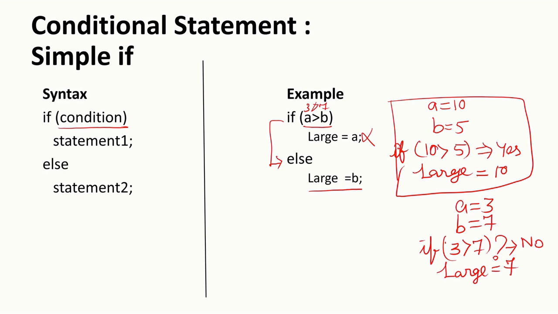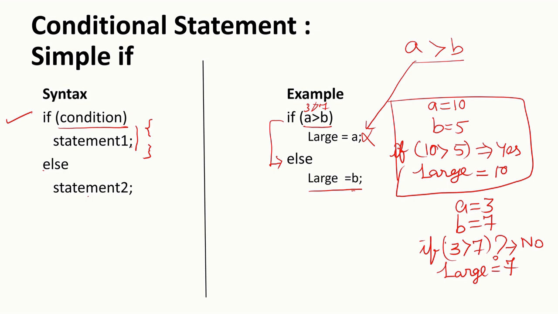So depending upon the values of A and B, if A is greater than B, then statement 1 will be executed. If A is less than B, then the second statement will be executed. That is the syntax. So check the syntax now: if condition should be given within parenthesis, statement 1, else statement 2. If you want to have more than one statement for the condition, it also should be given within curly braces. This is a simple if statement.